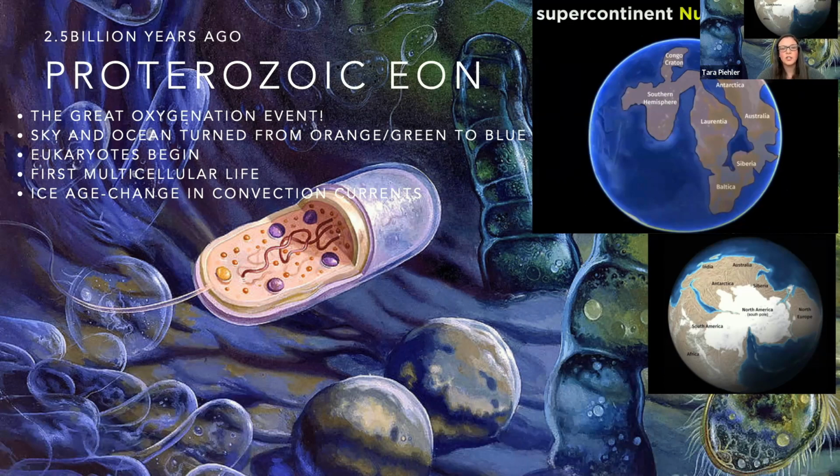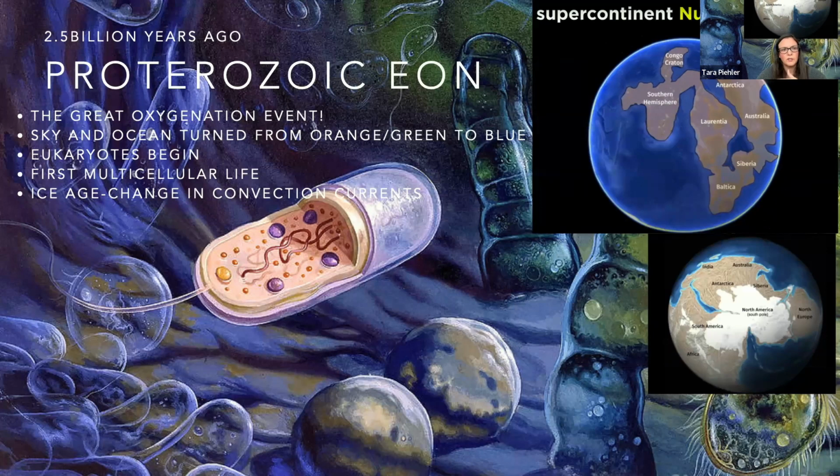But this is when we start getting photosynthesizers, right? Cyanobacteria, and they are producing too much oxygen, thus killing off a lot of creatures that are anaerobic or that don't need that much oxygen. So this is when the sky that was orange and the oceans that were green now turn both to blue with the presence of oxygen. So that's why oxygen makes a lot of our stuff blue.